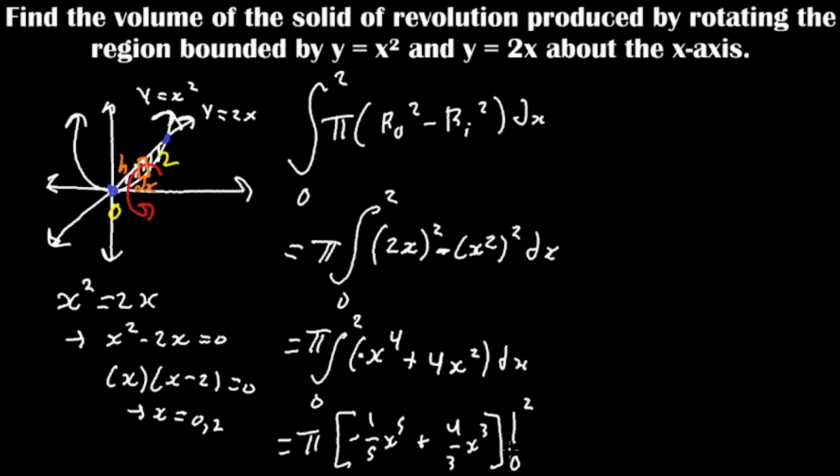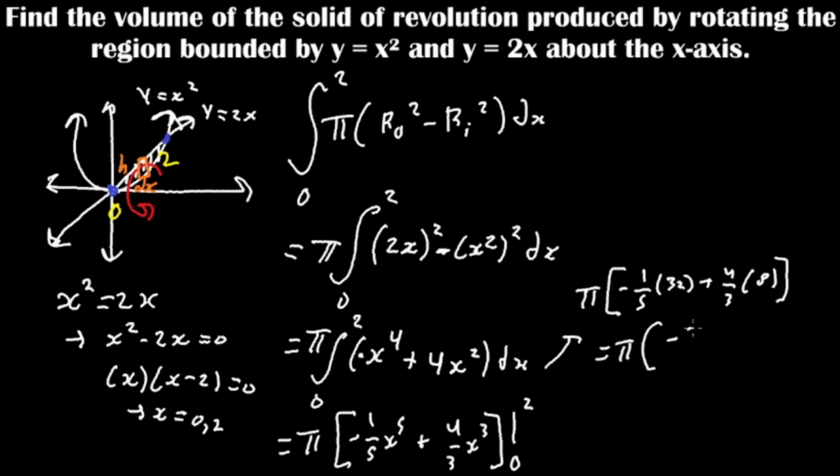So let's plug in. We know if we subtract off 0 from when we plug in 2, whenever we plug in 0, that's just going to give us 0 to the fifth and 0 cubed, so this whole thing is going to be 0. But if we plug in 2, that's just going to be the whole expression for our answer. So negative 1/5 times 2 to the fifth, that's 32, plus 4/3, and then 2 cubed is 8. So this becomes pi times negative 32 over 5 plus 4 times 8 is 32 over 3.